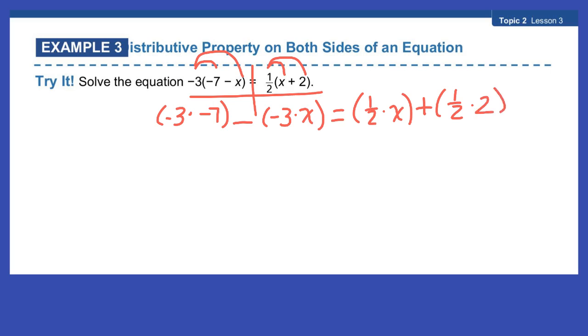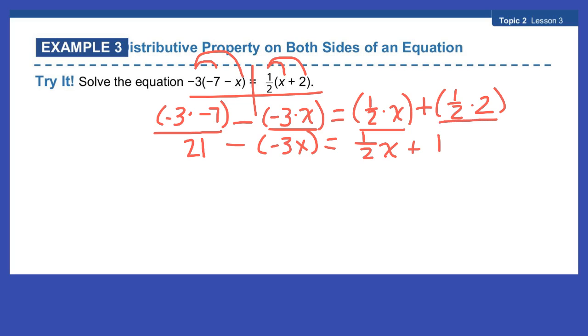All right, let's see what we have. This is positive 21 minus, that's negative 3x. This is 1/2 an x, and this is 1. I see this, and I think, ooh, that's a mess. Let's keep. Change subtract to add. Change negative 3 to positive 3. And then just copy the rest of this.